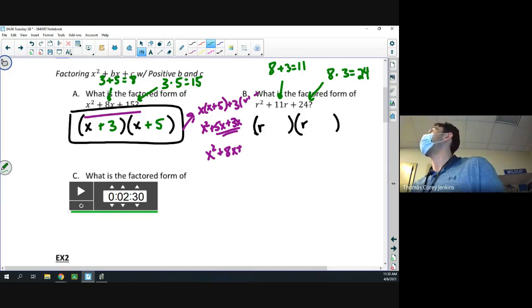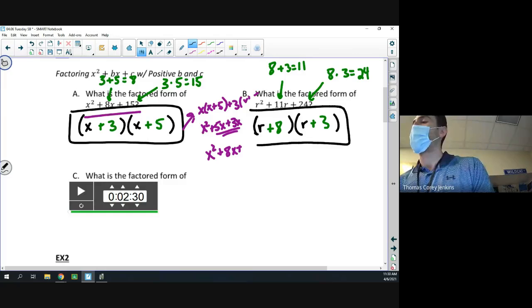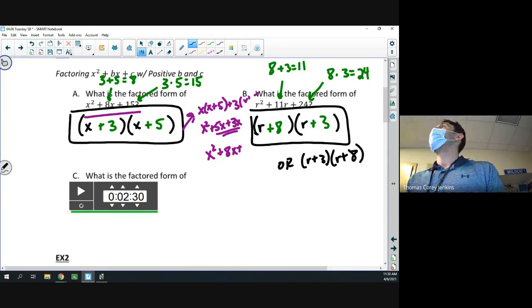So what we would type into Math Excel, if this is a Math Excel question, is parentheses r plus 8, close parentheses, parentheses r plus 3. And the last little point would be that order doesn't matter with multiplication. So that could also say r plus 3 times r plus 8. Order doesn't matter, okay? All right, any questions?